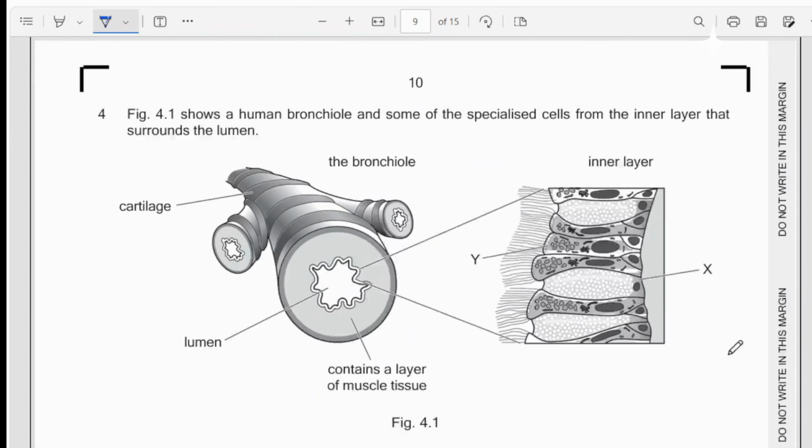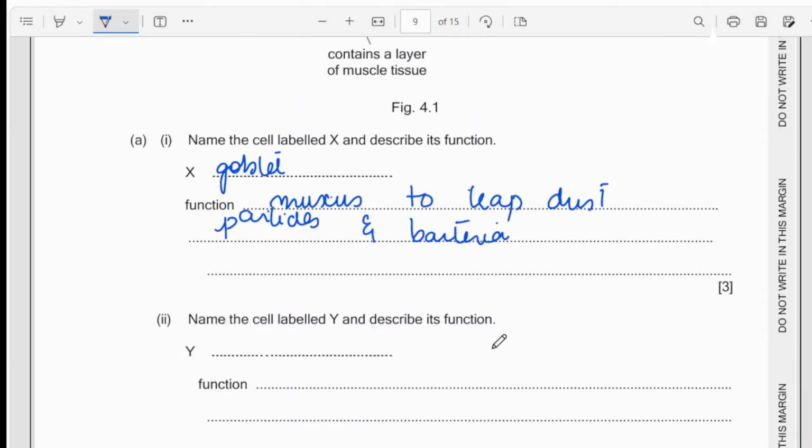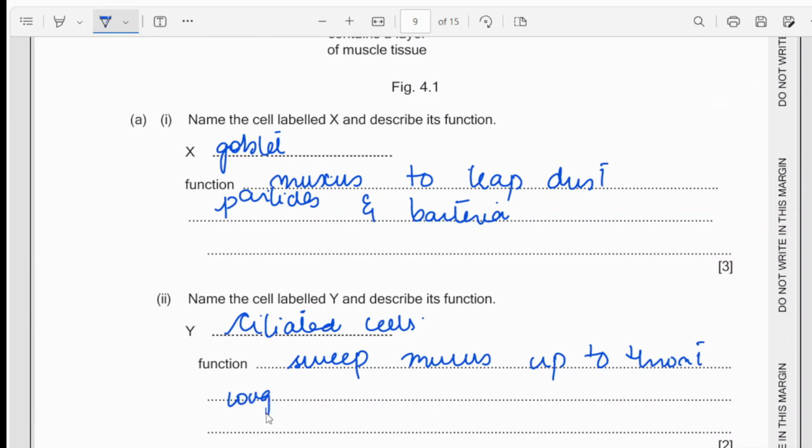Okay, they have asked about the function. Dust particles and bacteria. Correct. What is Y and its function? Ciliated cells. Okay. And what is their function? Up to throw. Correct.